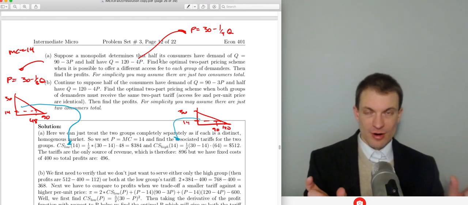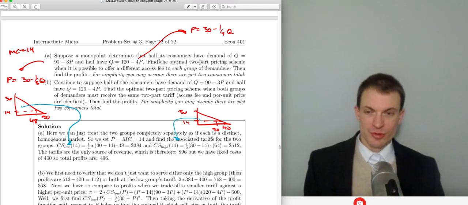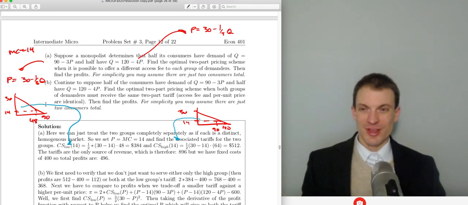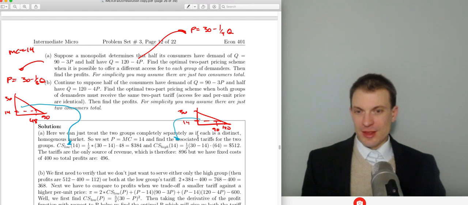And I'm going to set the tariff, the fixed fee, equal to their consumer surplus at that price of 14. So basically what this amounts to is, the price is going to be 14 in both this group and this group because that's just marginal cost from before. And then the associated fixed fee is just going to be whatever is consumer surplus here.